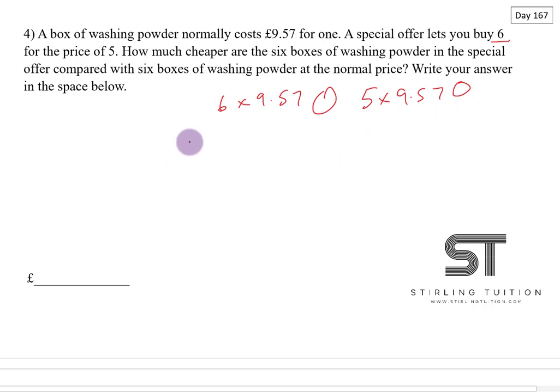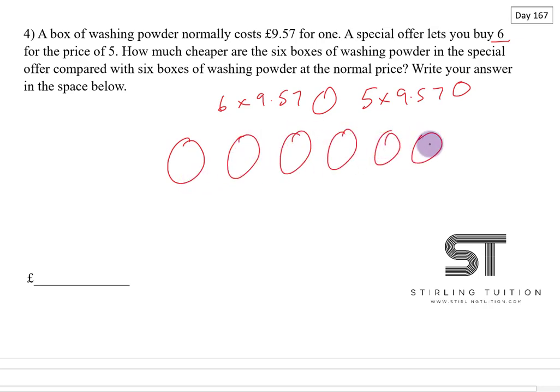But if you're actually thinking about it conceptually, we've got 6 of these boxes of washing powder. We only have to pay for 5 of them, so we pay for this one, this one, this one, this one, and this one. And this one is the one that we get free. So how much would one cost is all we really need to find out, because you're getting one free. You pay for 5 and you get 6. So that means that the answer here is quite simply £9.57, because it's 6 for the price of 5, so you get 1 free effectively, and 1 free would cost you this much.